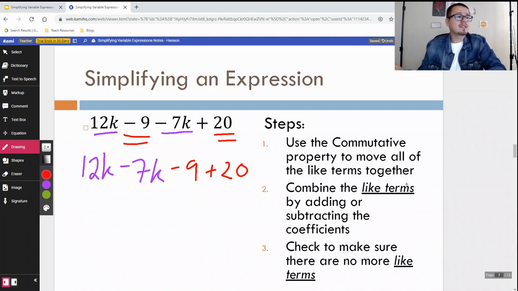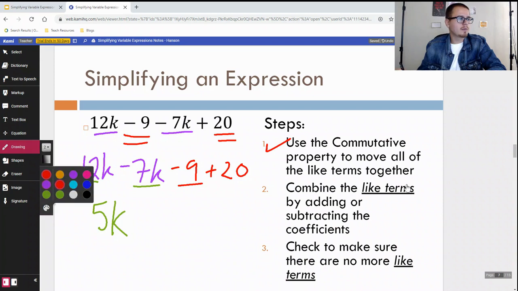And then it says for step 2, so we're done with 1. Step 2, combine the like terms by adding or subtracting the coefficients. So in this case, 12k minus 7k. If you have 12 koalas and you release 7 into the wild, how many koalas do you have left? Well, you have 5 of them. You just subtract 12 minus 7.